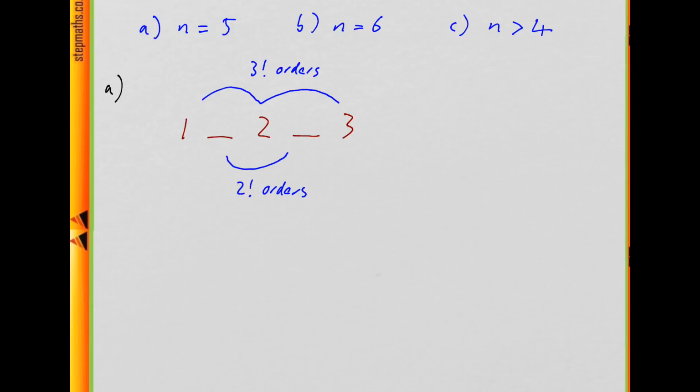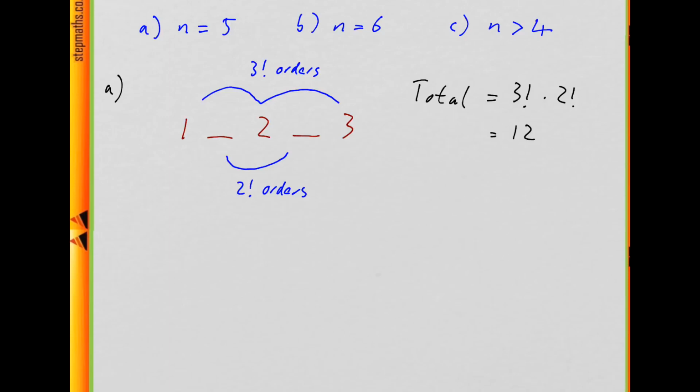And then what's the total number of orders? Well, my choice for ordering these 2 things is independent of my choice for ordering these 2 things, so I just multiply. So I get 3 factorial times 2 factorial, and if we want to work out what that is as a number, well, this is 6 times 2, so that's equal to 12. Okay, so now let's have a go at n equals 6.